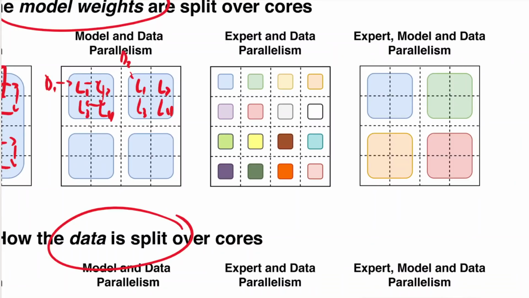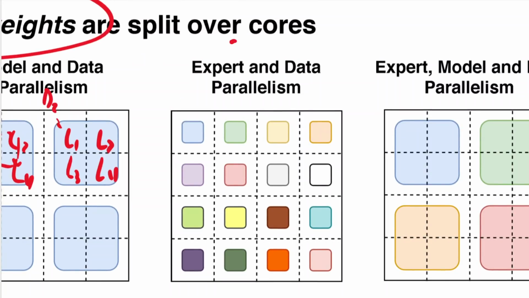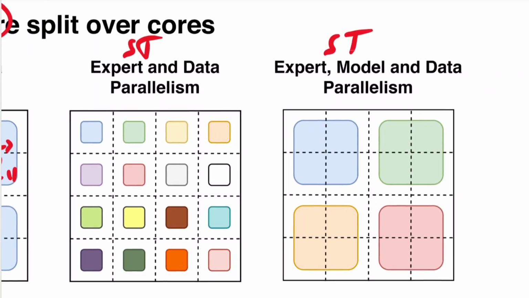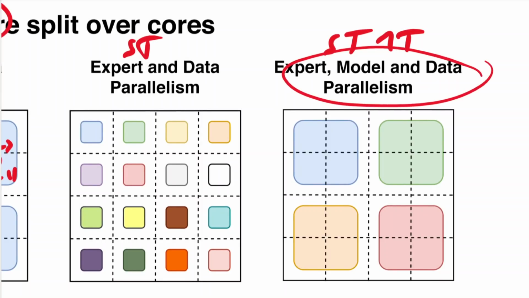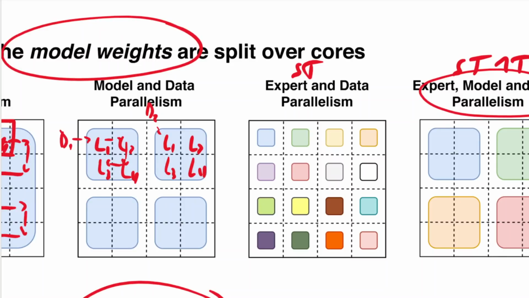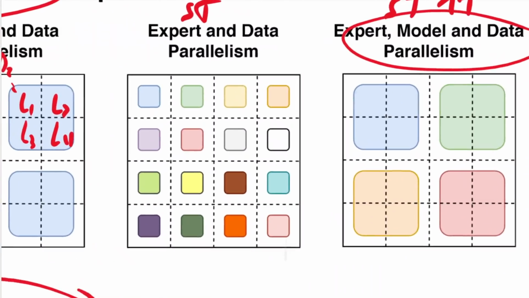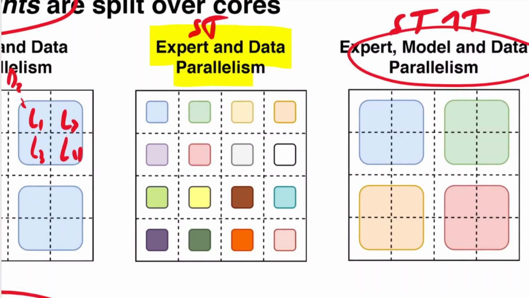Now, expert and data parallelism, that's what they do in the switch transformer. So this here is the switch transformer, and this over here is the switch transformer 1 trillion. For the 1 trillion model, they actually need to mix all of them, but if you can, you want to avoid model parallelism. Model parallelism is really the thing that kills you because of the very high communication cost. So in the switch transformer, they have expert and data parallelism.